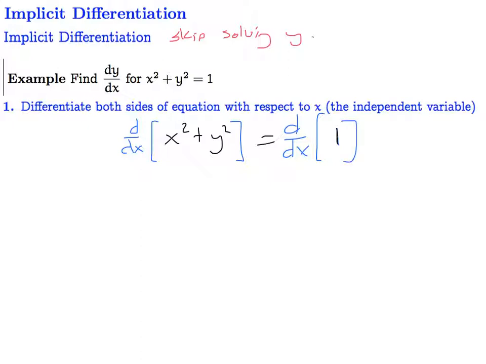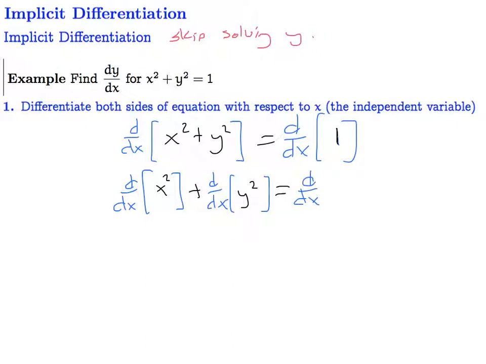And now we want to go through and take the derivatives. So on the left hand side, this is going to break up into two separate derivatives. So the first will be the derivative with respect to x of x squared, plus we need to take the derivative with respect to x of y squared, and all of this will equal the derivative of just 1.